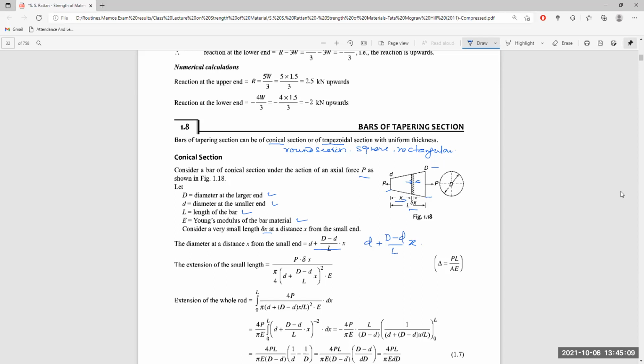So what we have to do is find the extension of the small element as per Young's modulus, that is P into delta x. P is the load, delta x is the length of the element, divided by A, the cross-section at this elemental section, which is (d plus (D minus d) divided by L into x) whole squared into pi by 4, multiplied by E, the Young's modulus of the bar itself.